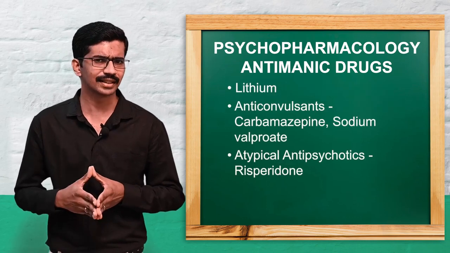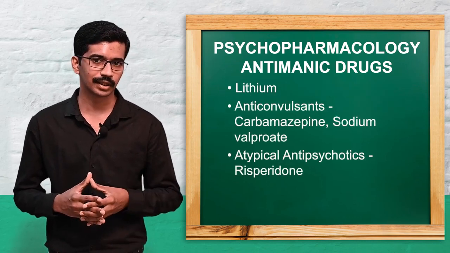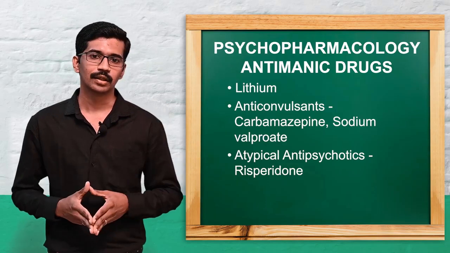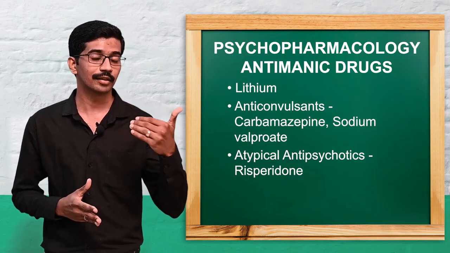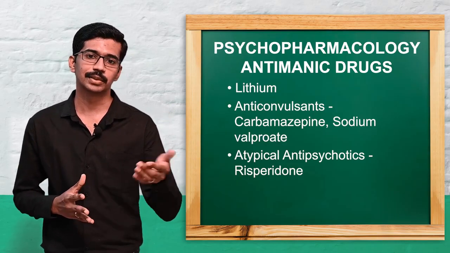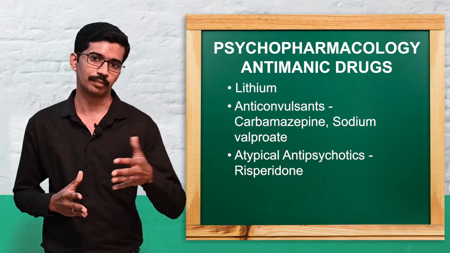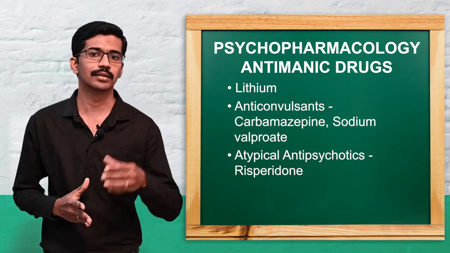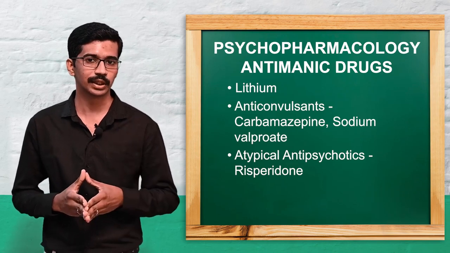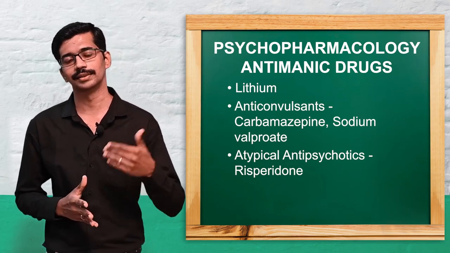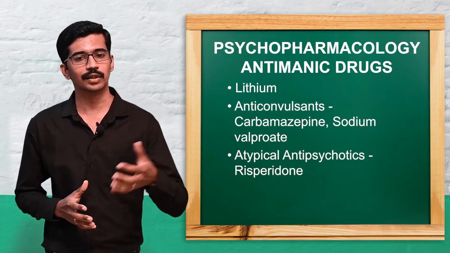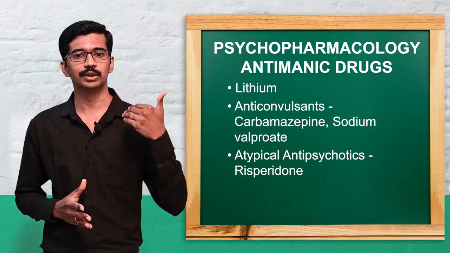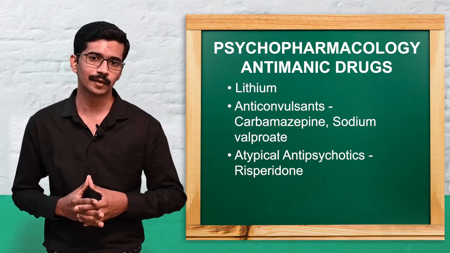Usually there are three types of anti-manic drugs. One is lithium. There are certain anticonvulsant drugs we use, carbamazepine and sodium valproate. Then certain atypical antipsychotic drugs like risperidone are administered to the patient to reduce the mood, as an anti-manic drug. Mainly we'll see lithium, because lithium is a commonly used anti-manic drug.